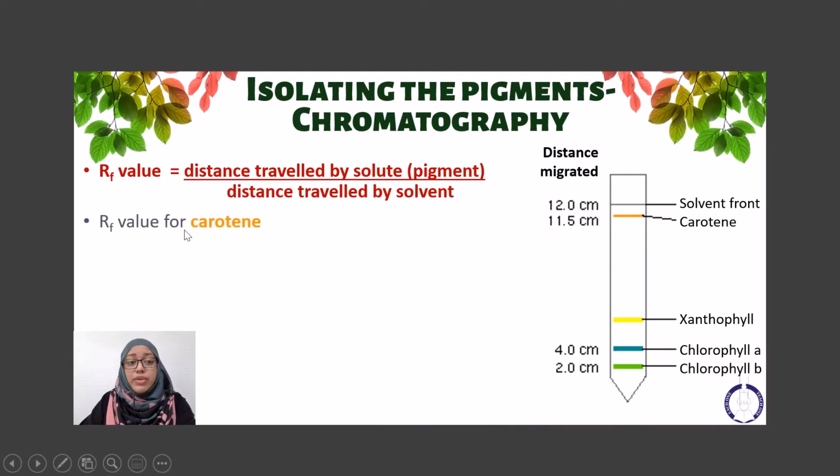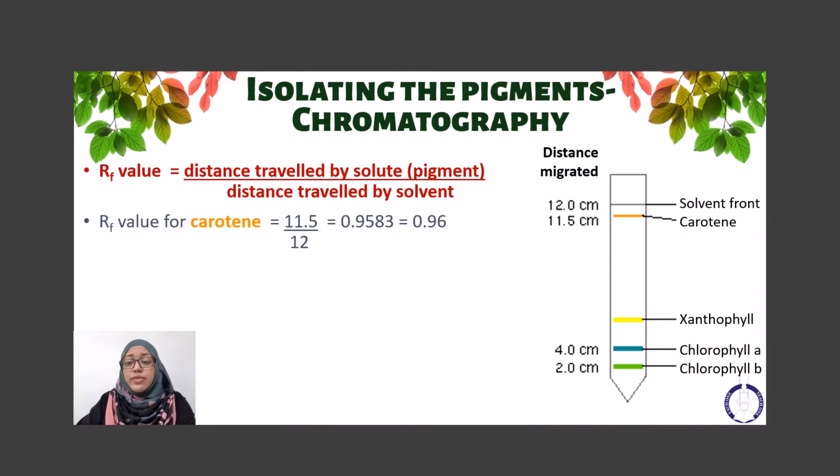For example, if you want to find out the RF value for carotene, carotene has moved 11.5 centimeters from the baseline. So you take 11.5 divided by 12, because that's how far the solvent has moved. The answer you would get is going to be 0.958 something. And because RF values are given to 2 decimal places, you round it off, you get 0.96.